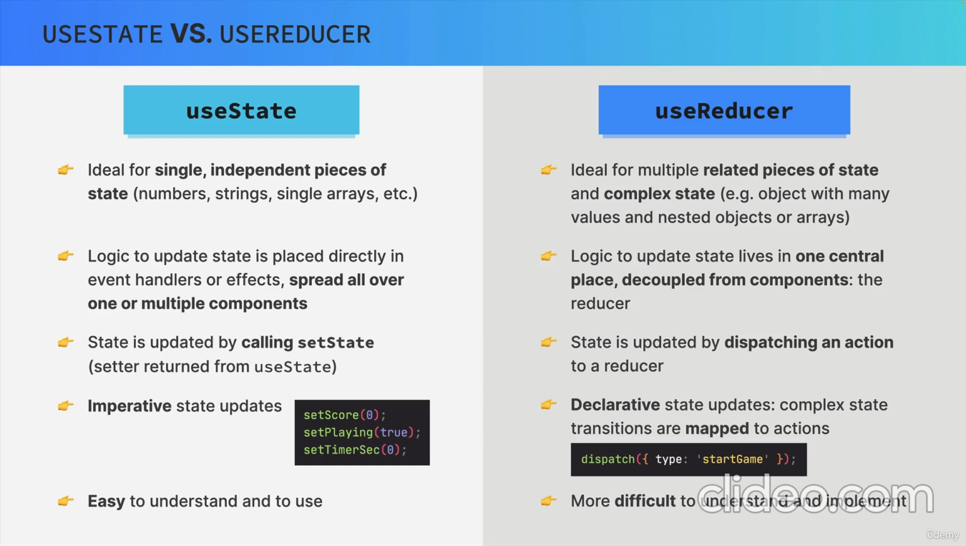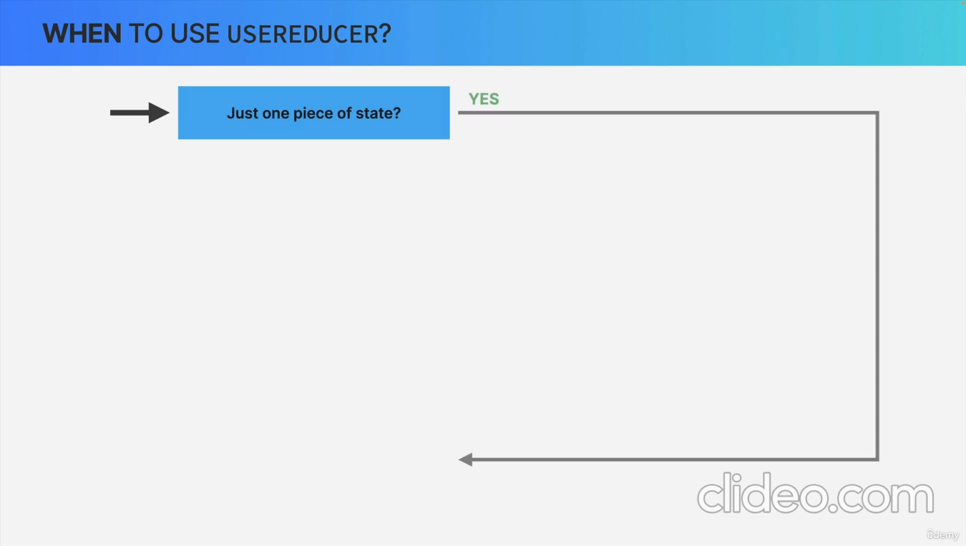And this actually brings us to our next and final slide, where I'm now going to give you a simple framework for deciding between useState and useReducer whenever you need to add state to a component. So the first and most obvious question to ask ourselves is whether we only need one piece of state. If that's the case, then the answer is very simple. We just use one useState hook and call it a day.